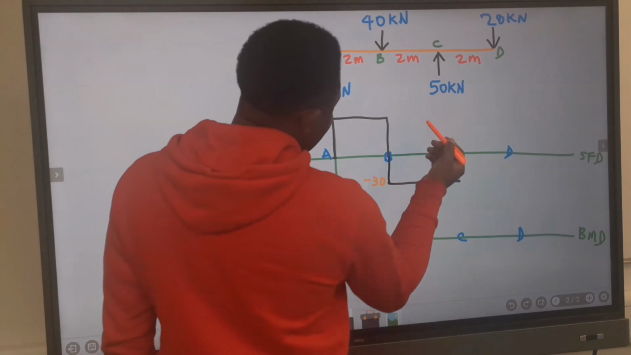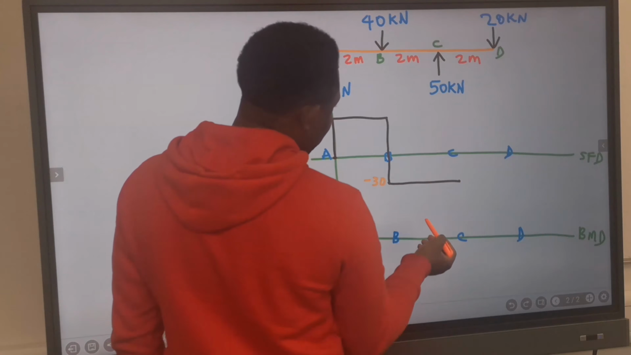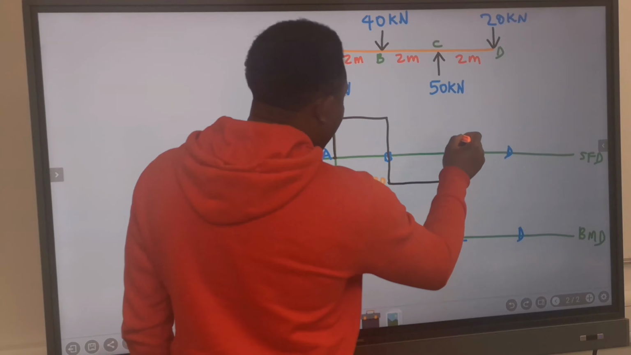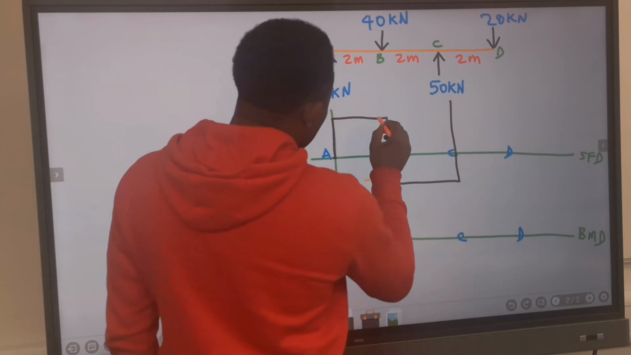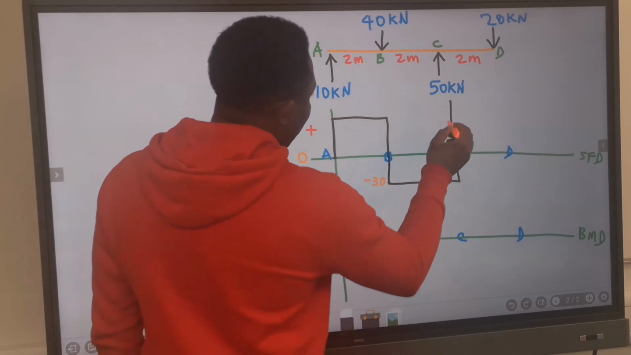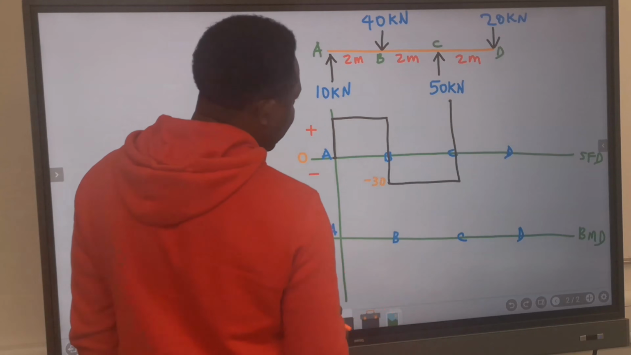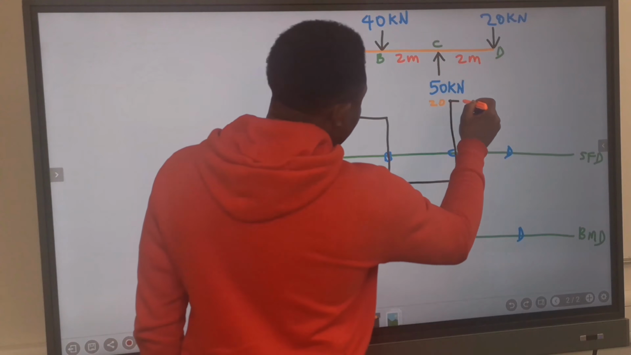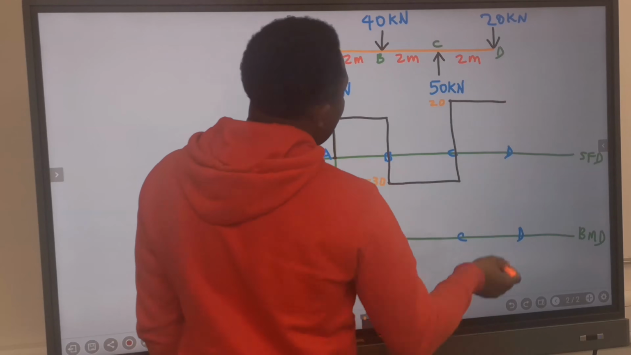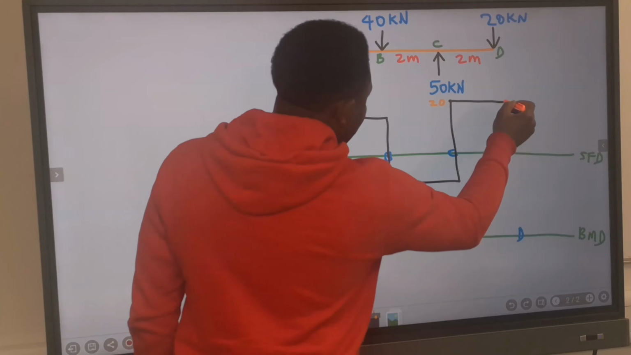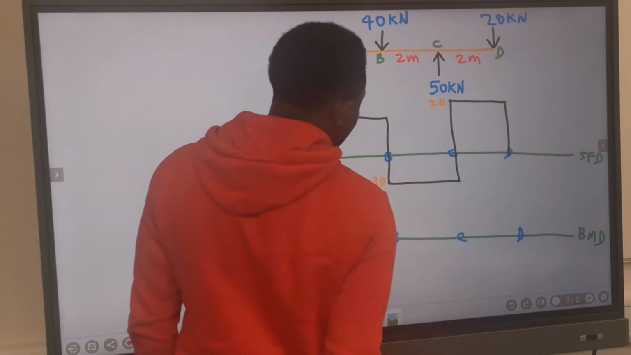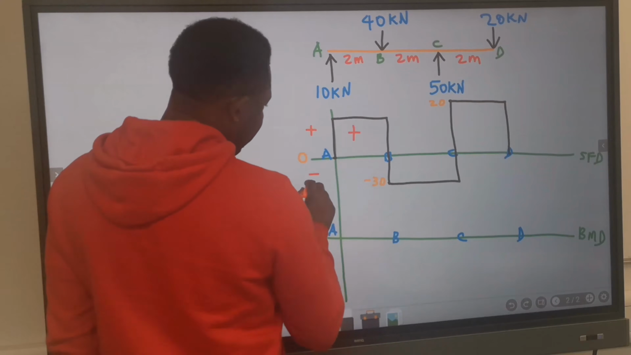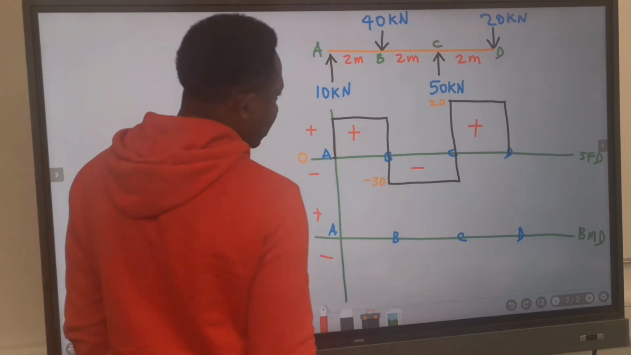Next, at point C, there is a 50 kilonewton. It will push it up by 30 and push it up again by 20. It's going to go a bit above this 10 because this point is 20. Next, at point C to D, there is no load. Hence, I will draw a straight line. And at point D, it's going to come down to 0. This is our shear force diagram. Here is positive, here is negative, here is positive.